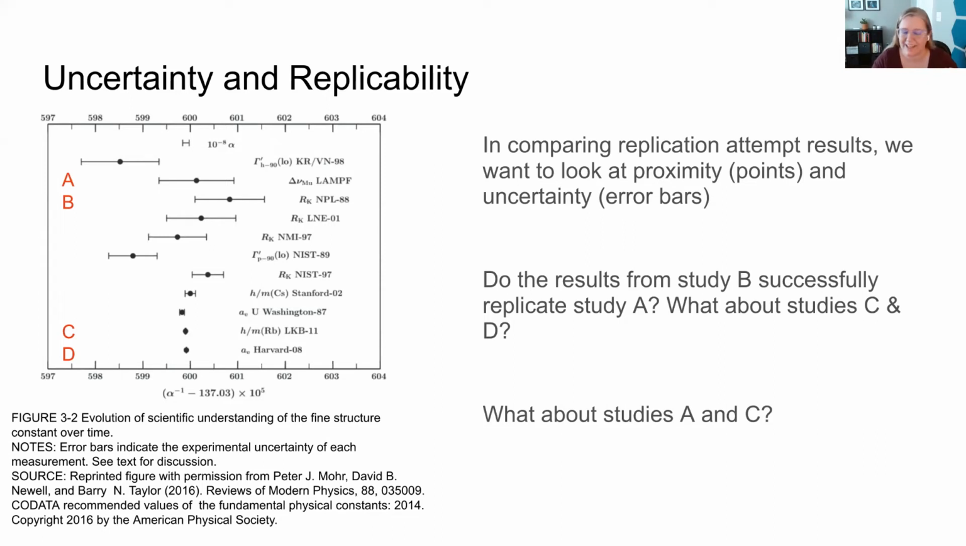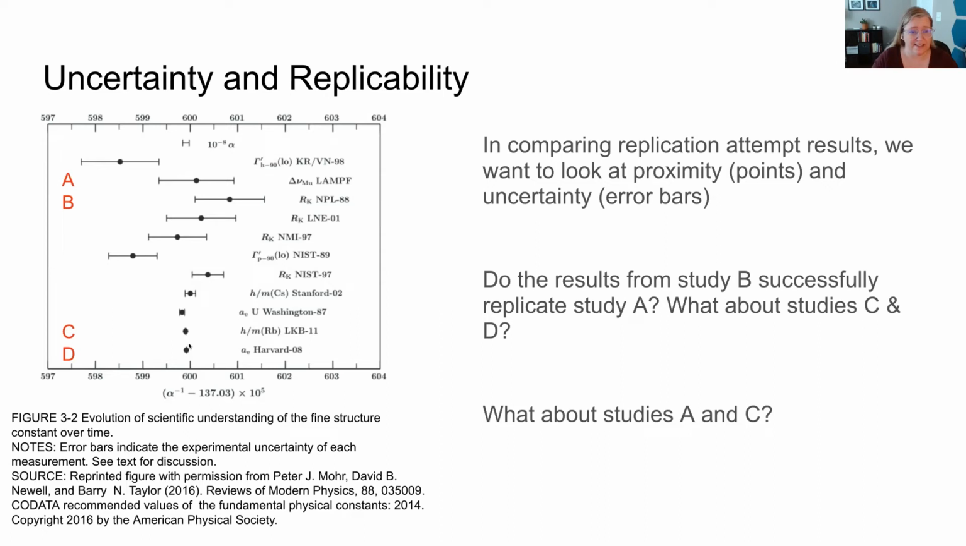So we can look here at different studies that are all trying to get at a particular scientific constant. Here are the estimates of the constant, and then there are error bars. When we compare studies A and B, we can see that even though the constant values are pretty different, the error bars are quite large for those studies. So we have a lot of uncertainty assessed for each of those studies. The estimate from A is within the error bars of B and vice versa. So we might consider this a successful replication.